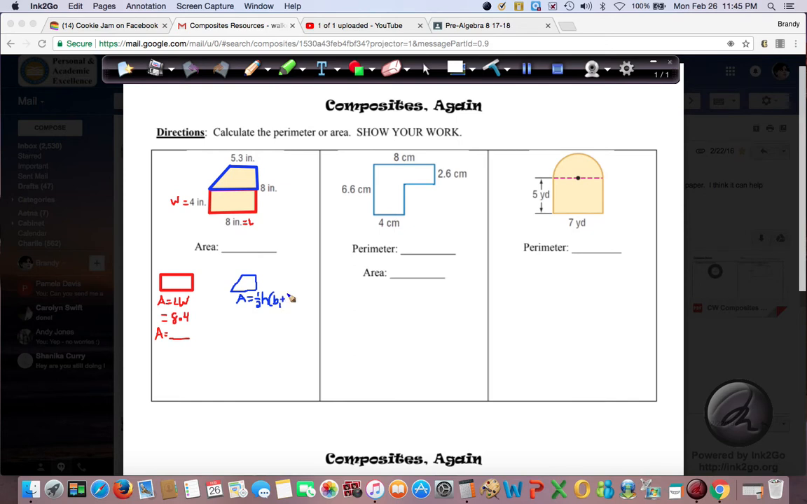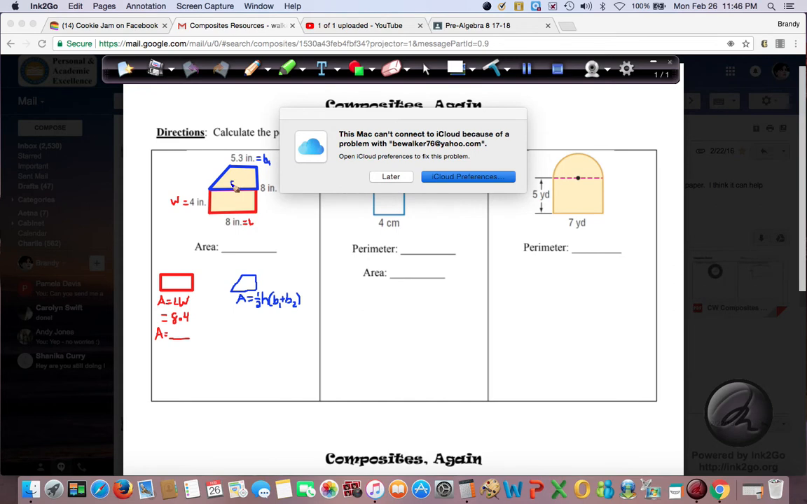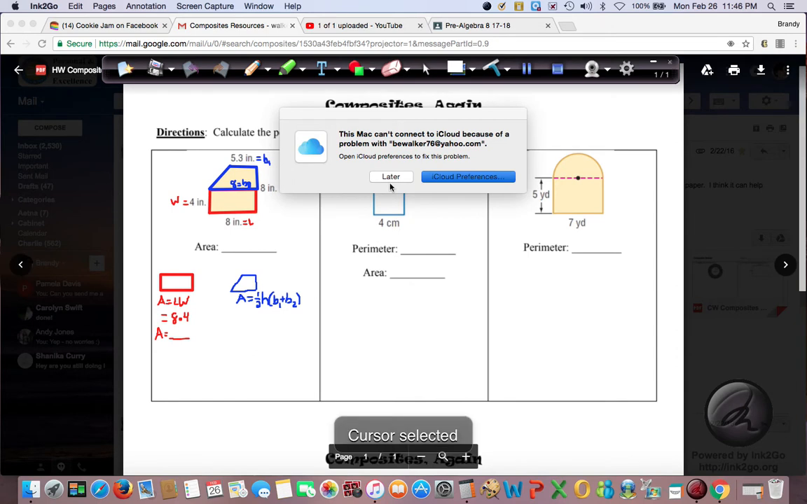So after we figure out our formula, then we need to do our labeling. So we have a height and our 2 bases. Well, this is obviously going to be a base. And then since this is a rectangle, this is also going to be a base of 8. Sorry guys, I'll fix that in just a second. Base 2, right? This is base 2. Let me get rid of that.